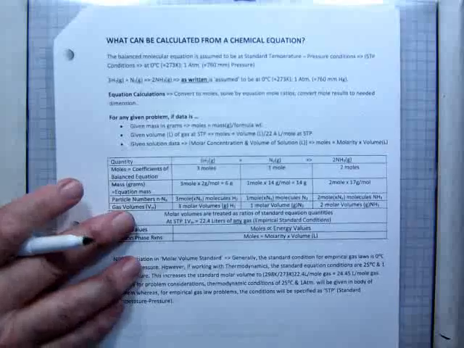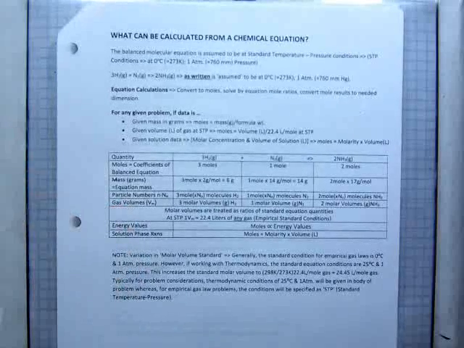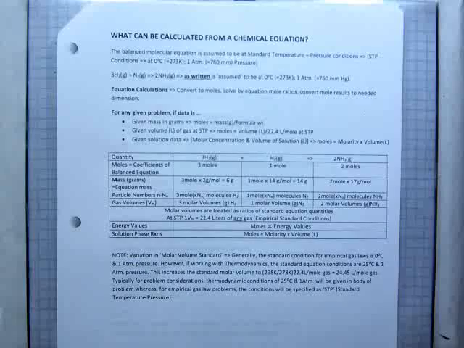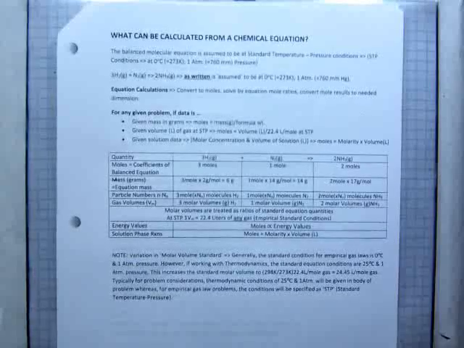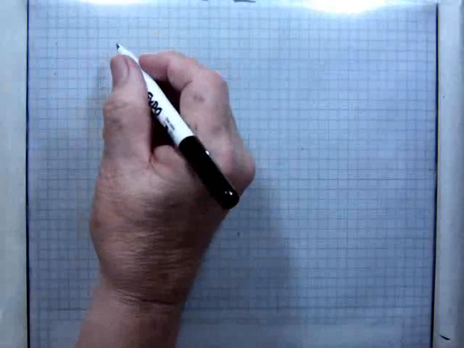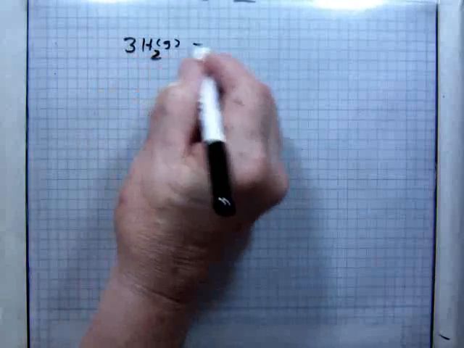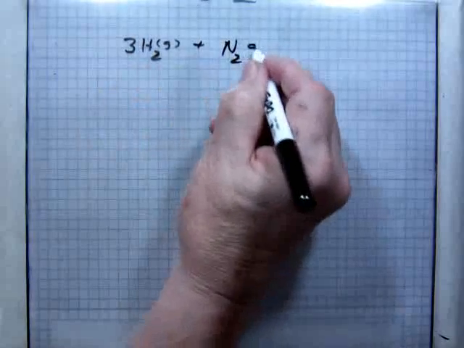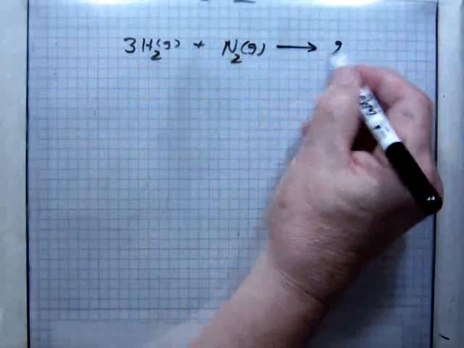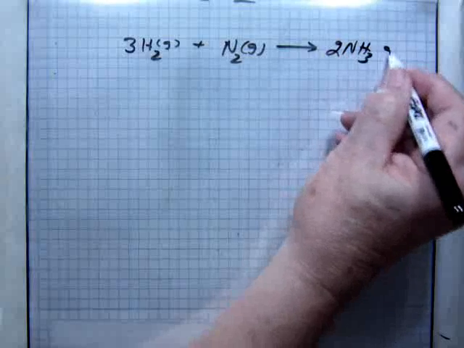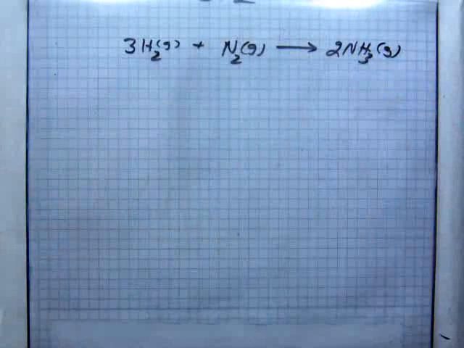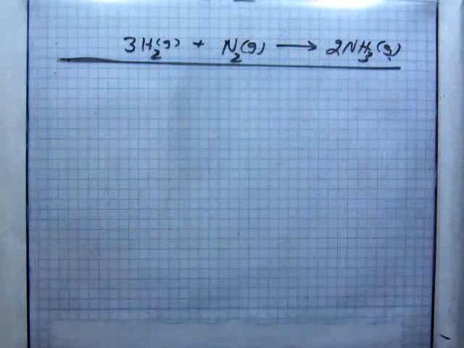What can be calculated from a chemical equation? Most of you have seen these kind of notes before, but enjoy the review. Those that find they need a refresher, please pay close attention here. So we'll start with the equation 3H2 as a gas plus N2 as a gas going to 2NH3 as a gas. And we'll put that across that. And let me put one.